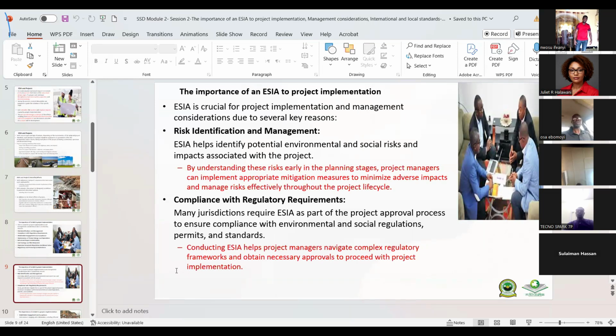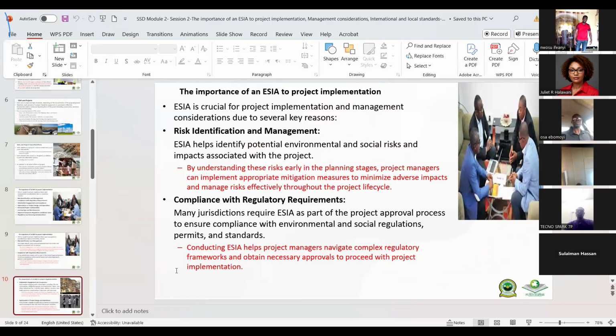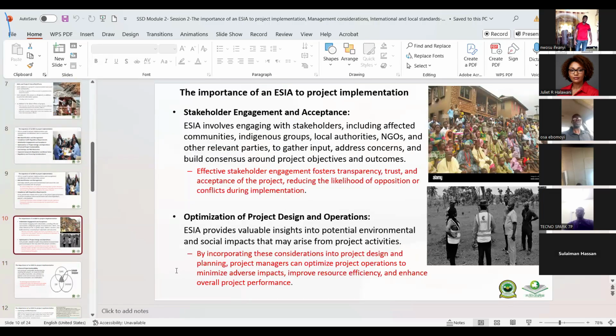They will follow up on whatever you're doing from the point of sample collection to the point of the laboratory analysis, and also in your stakeholder engagement, they are also there with you. So stakeholder engagement is also another important aspect. It involves engaging stakeholders, which we've listed. Who are those stakeholders? The local authority, your NGOs, and others relevant, to gather input, address their concerns, and build consensus. What will they do?